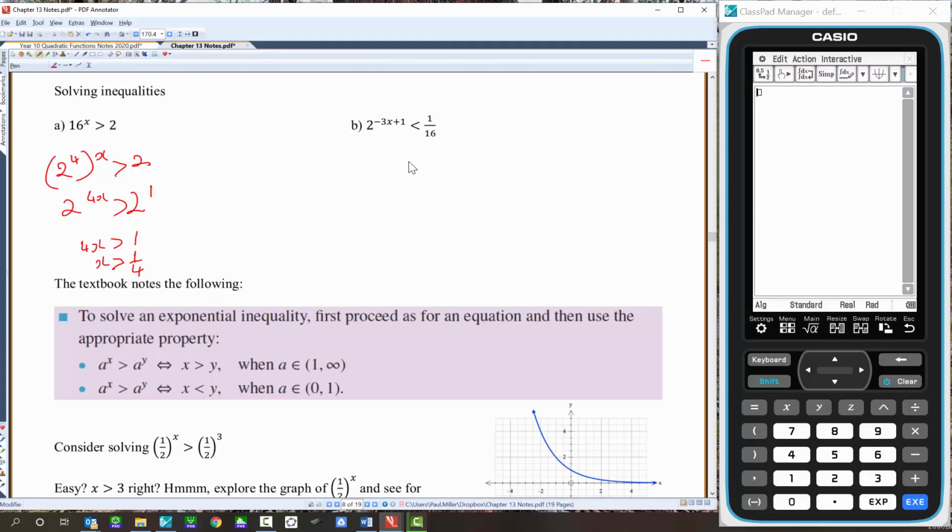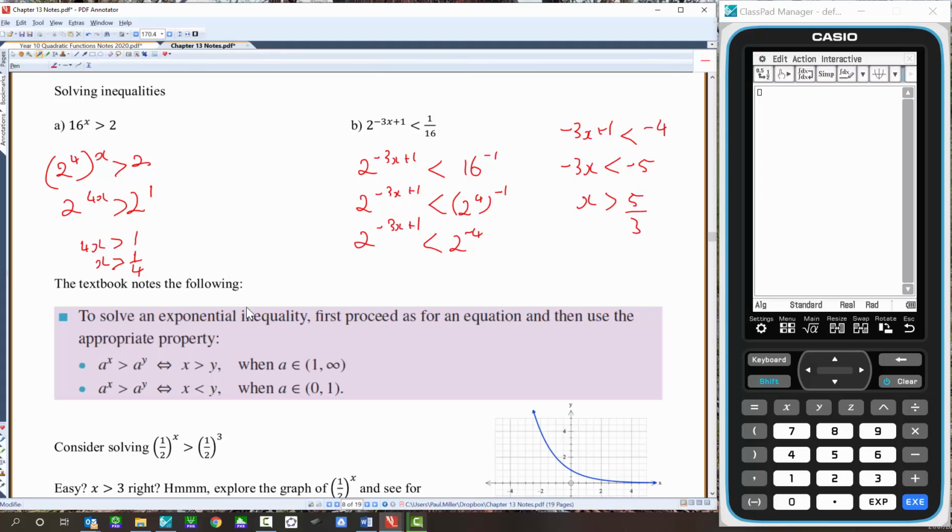Okay, over here I've got 2 to the negative 3x plus 1 less than, I'm going to write that as 16 to the negative 1. 2 to the negative 3x plus 1 less than 2 to the 4 to the negative 1. 2 to the negative 3x plus 1 less than 2 to the negative 4. Same base, equate the powers. Negative 3x plus 1 less than negative 4. Negative 3x less than negative 5. Divide by negative 3. Dividing by a negative means we have to flip the inequality to make it true. X greater than 5 on 3.